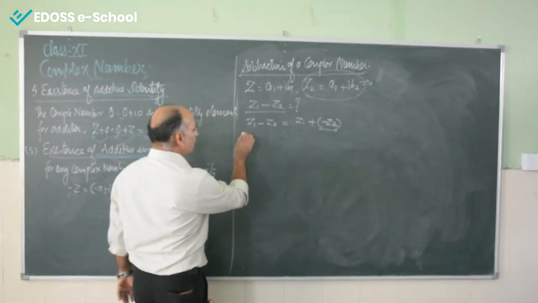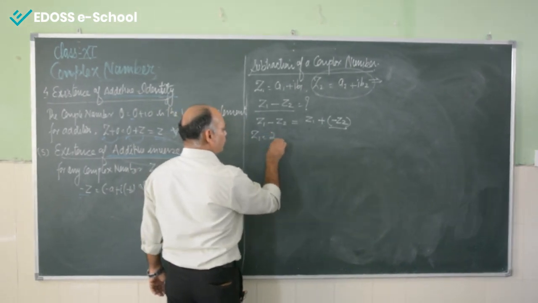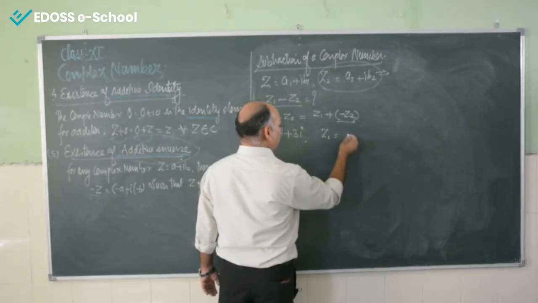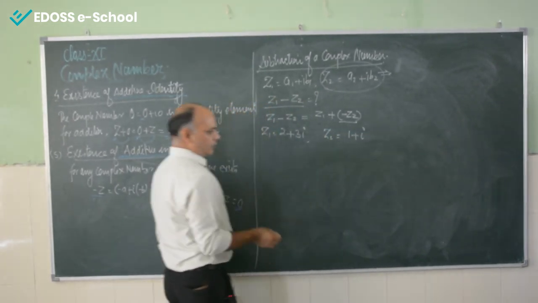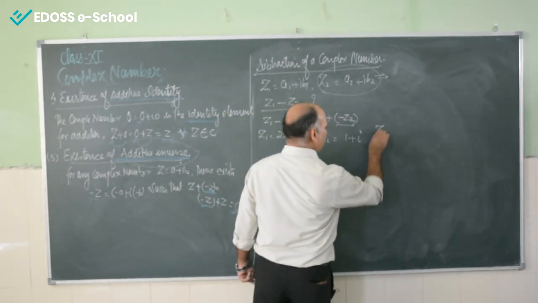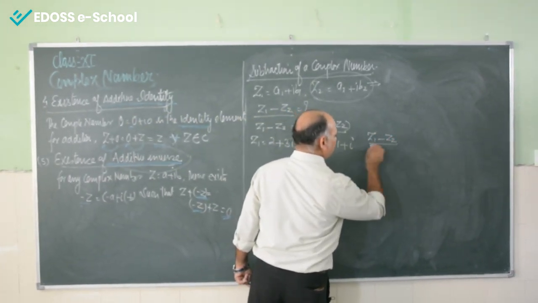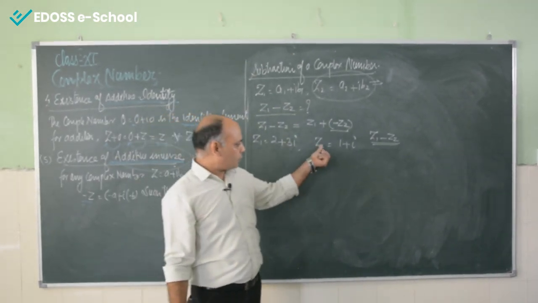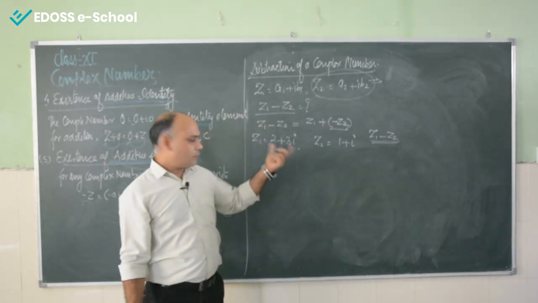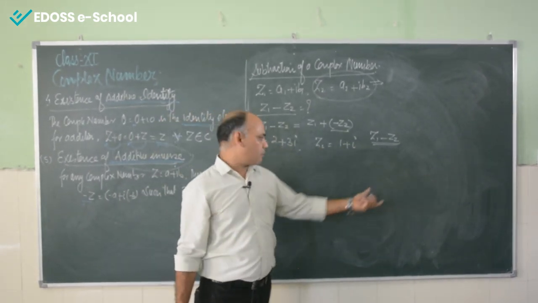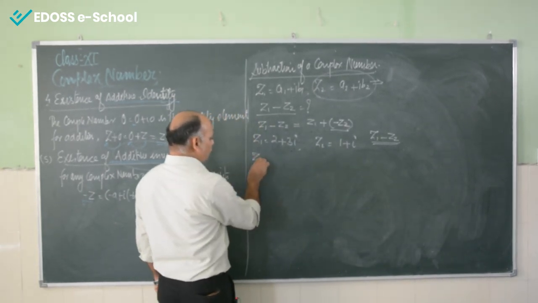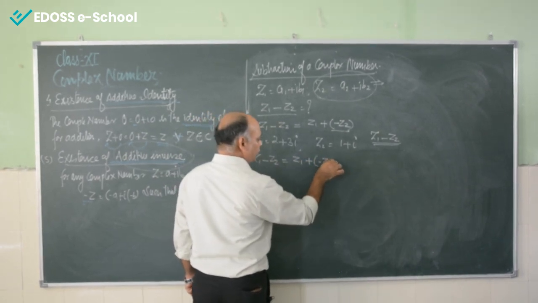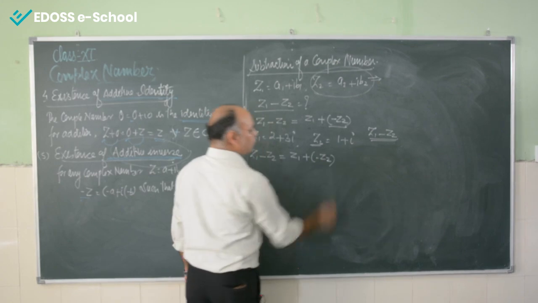Suppose a question is there, Z1 equals to 2 plus 3 iota and Z2 is equal to 1 plus iota, and you want to find Z1 minus Z2. Z1 equals to 2 plus 3 iota, and Z2 equals to 1 plus iota. It is a pure complex number, and this is also a pure complex number. Then what you have to do? Z1 minus Z2 can be written as Z1 plus minus of Z2. That means you have to first find minus of Z2.